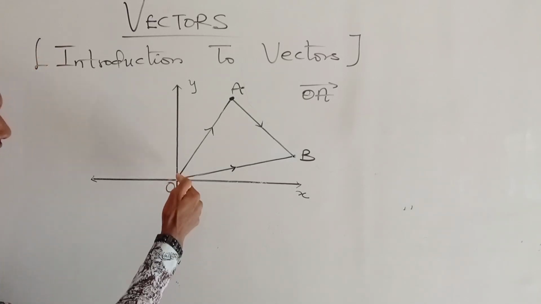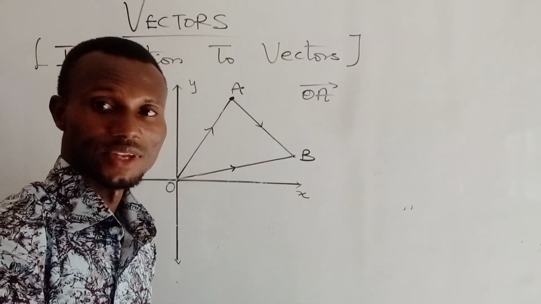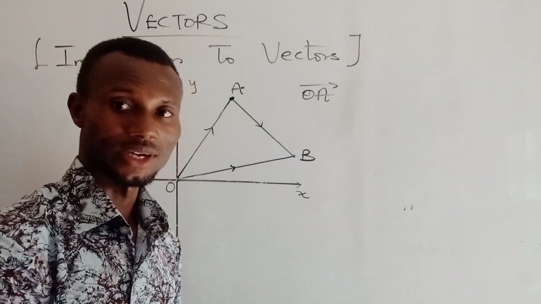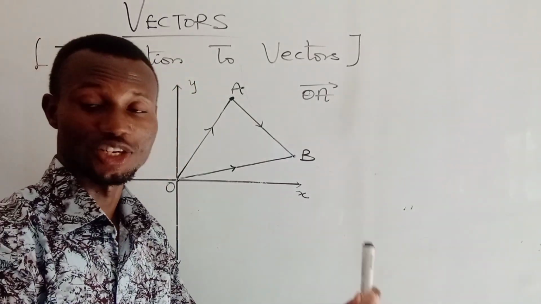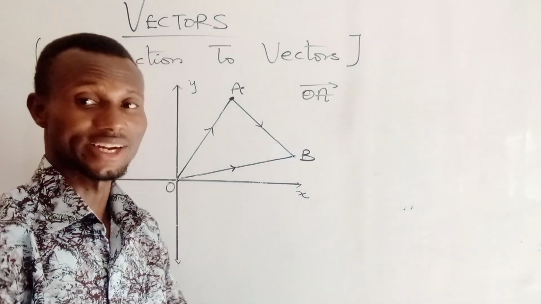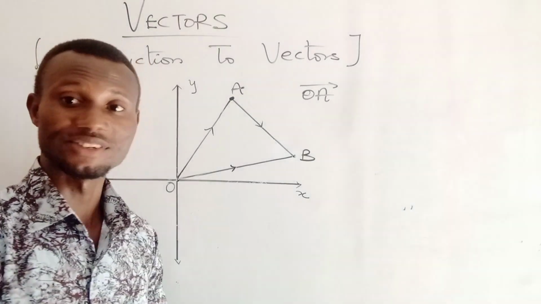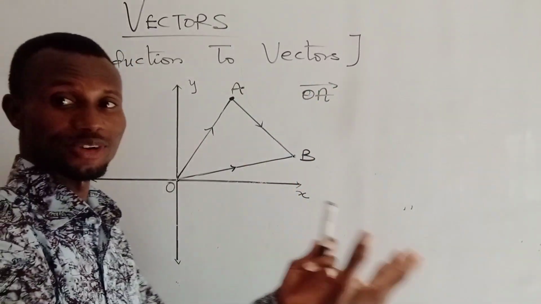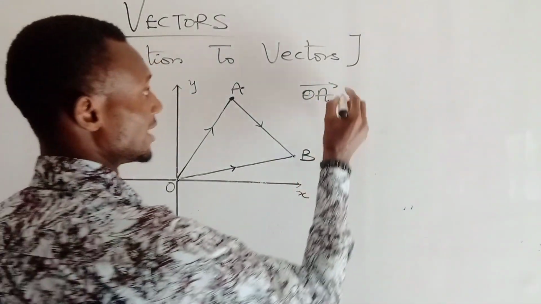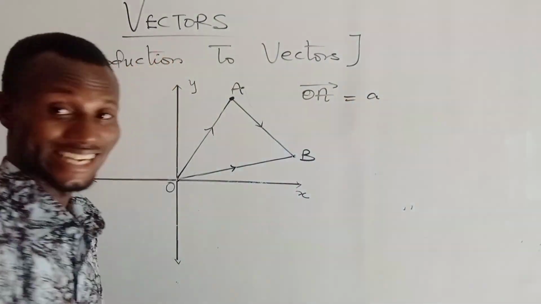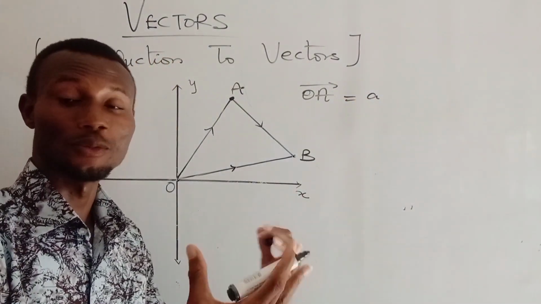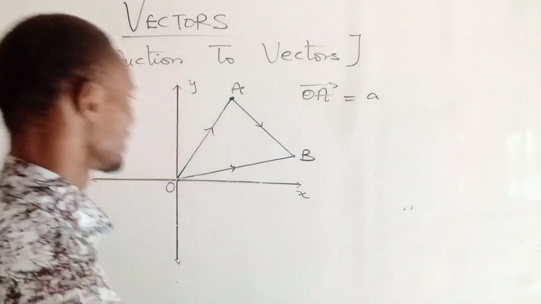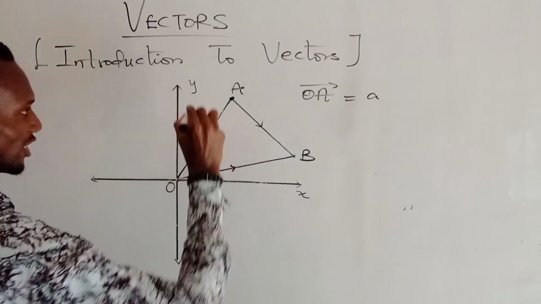So I have the vector OA, meaning it's a position vector because it starts from the origin. So having a vector which starts from the origin, we call them position vectors. And position vectors are represented by small letters. So this vector OA can be represented by a small letter, which is a. So we represent this as a. Position vectors are represented by small letters. I hope you understand up to this point. So I can represent this one by a.